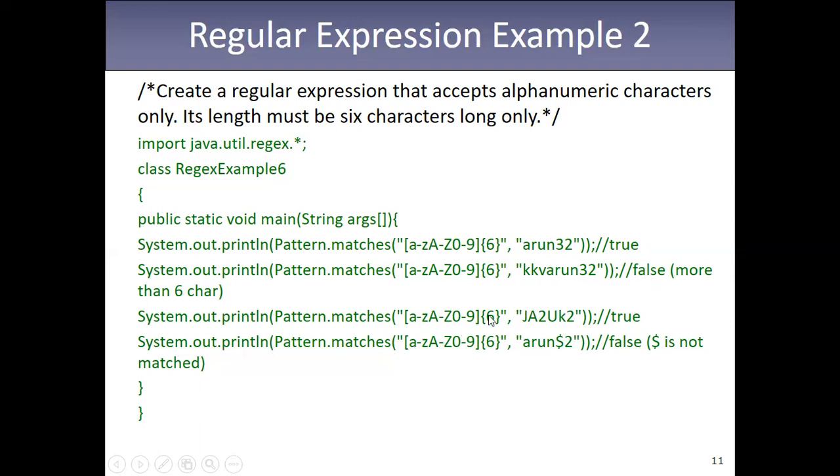Then this is the pattern, and to this pattern, this input we are giving. So this input JA2UK2 satisfies this pattern. It is matched with this pattern. So it is returning a true value. Then the next one is, this is the pattern, and the input is $2. Here it is returning false because dollar is not matched.